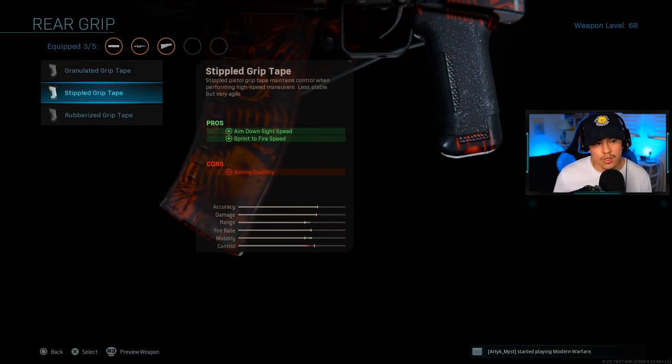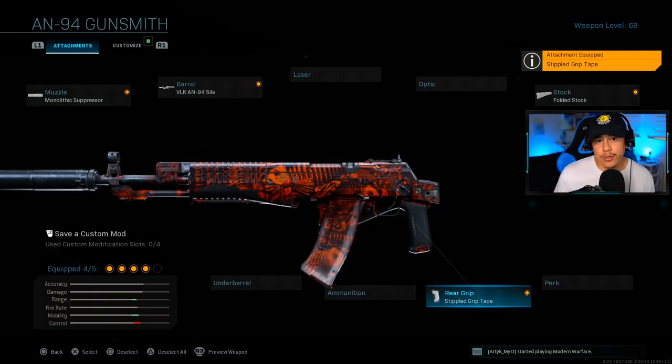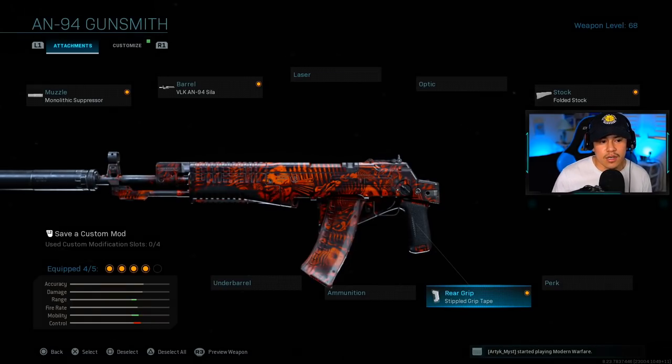We're going to be using the stippled grip tape. Remember how earlier in the video we said that this gun naturally has a slow aim down sight speed, so adding on both the folded stock and the stippled grip tape is going to help us out tremendously.